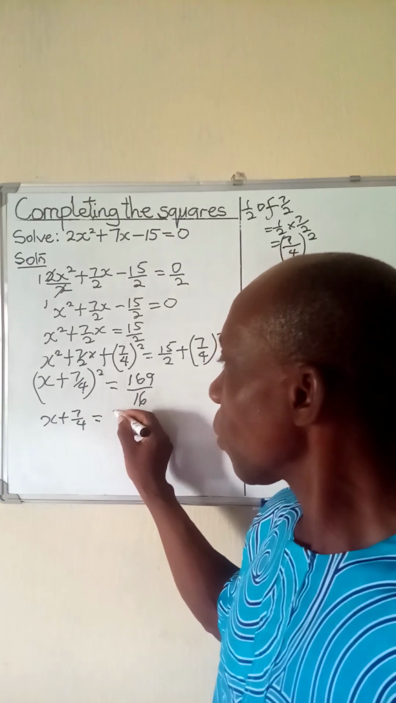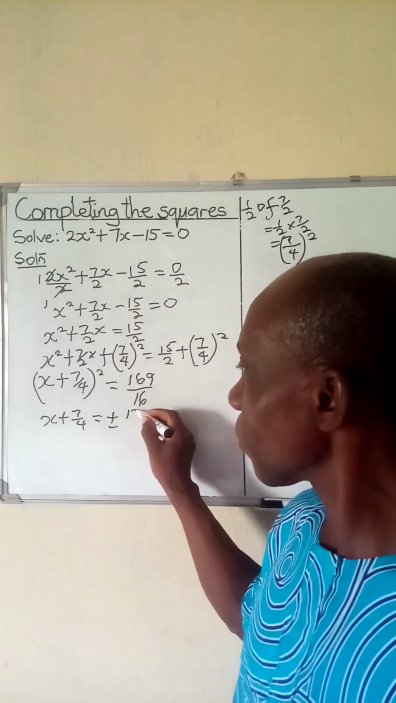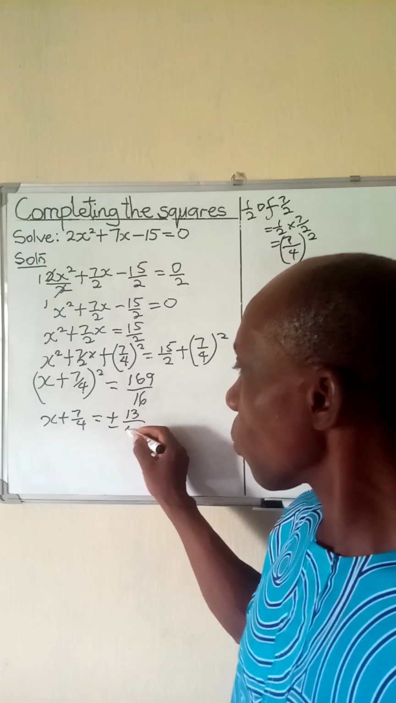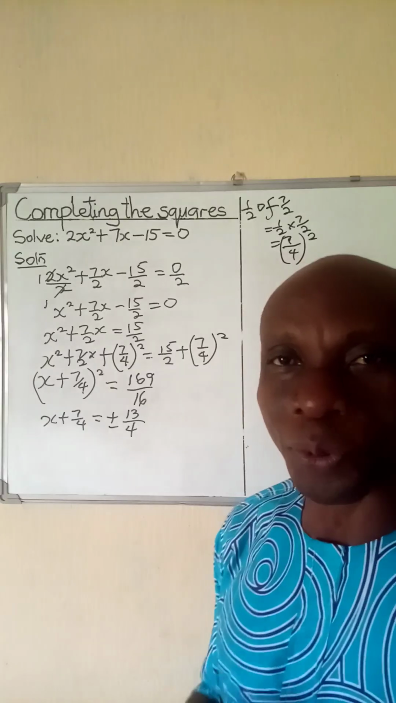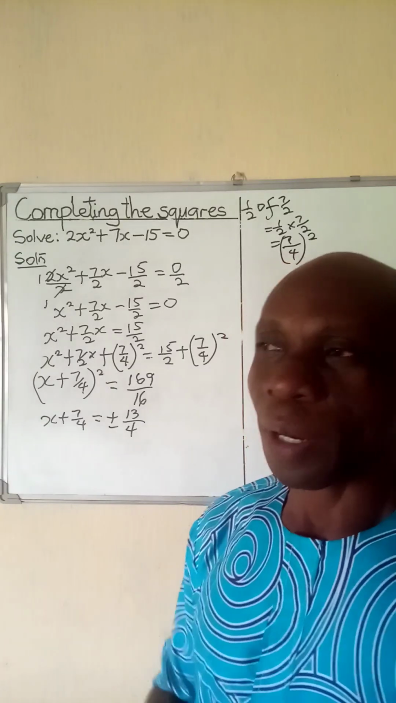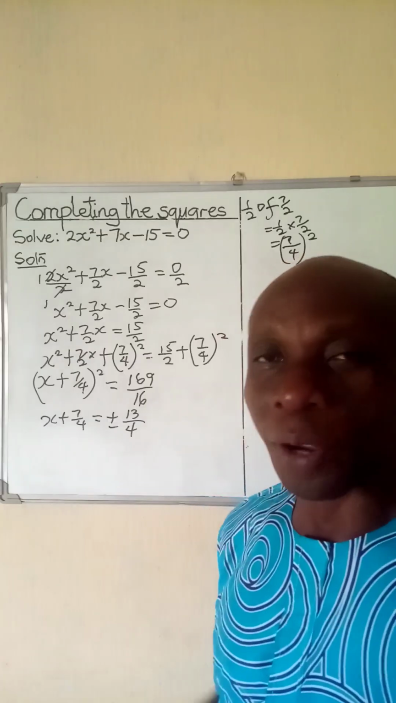On the right hand side, we're going to have a plus or minus. What's the square root of 169? That will be 13. And the square root of 16 will be 4. Remember, anytime you take the square root of any term, you are expected to have two results, one positive, the other negative. Most times we neglect the negative value, but in this case, we are going to need it.